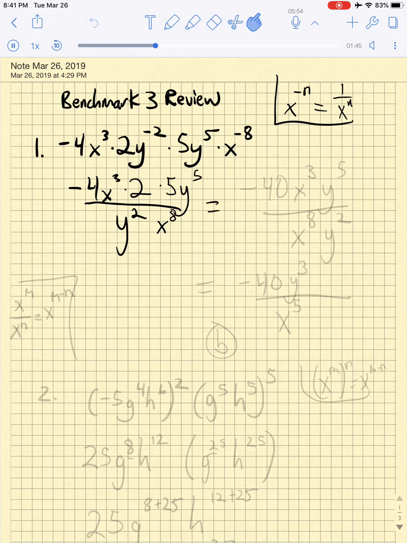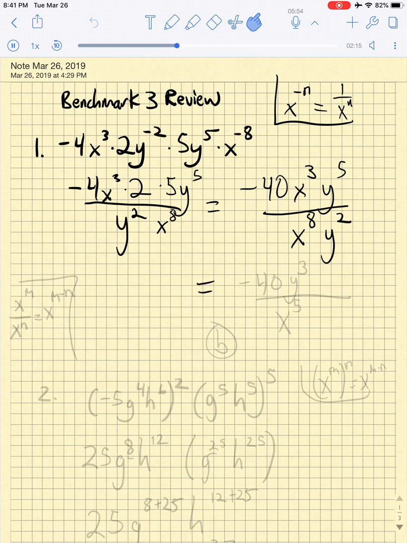Now we can multiply our constants. 4 times 2 times 5. 4 times 5 is 20, times 2 is negative 40. X to the third over y to the fifth, right? So downstairs we have, I'm going to write the x first, x to the eighth over y squared.